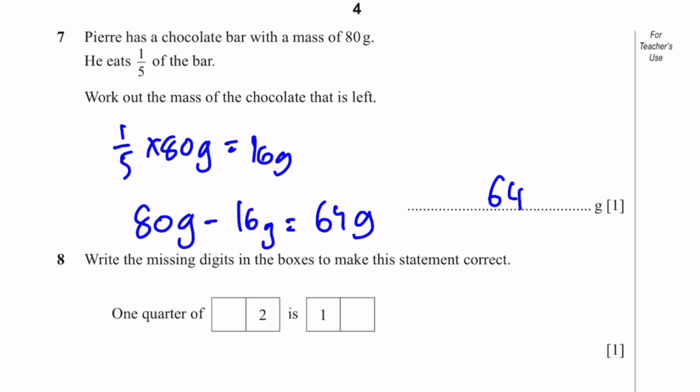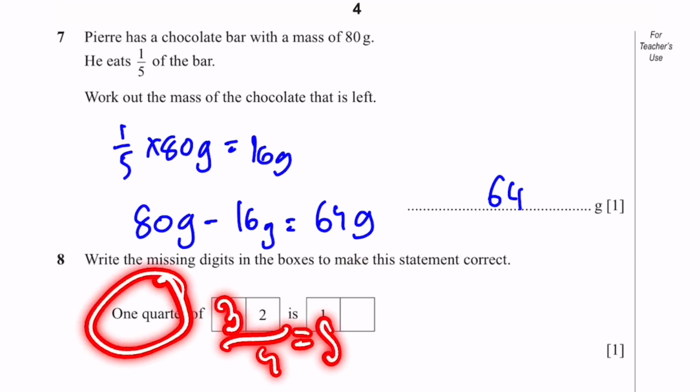Question 8. Write the missing digits in the boxes to make the statement correct. 1/4 of dash 2 is 1 dash. If you take 0, 1, 2, or 3, this will not work. If you take 4, and by that, I mean that it will be less than 10, which is the minimum value if the tens digit is 1. For example, 32 by 4, which is 1/4 of 32, that's equal to 8.